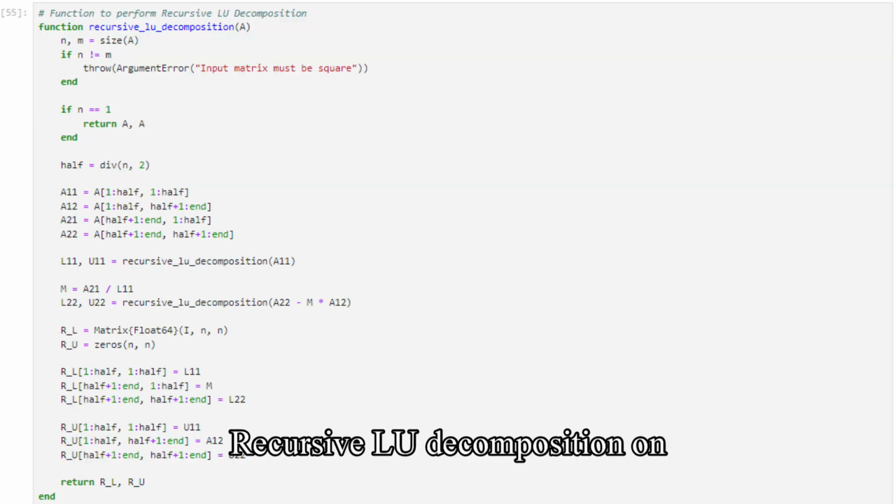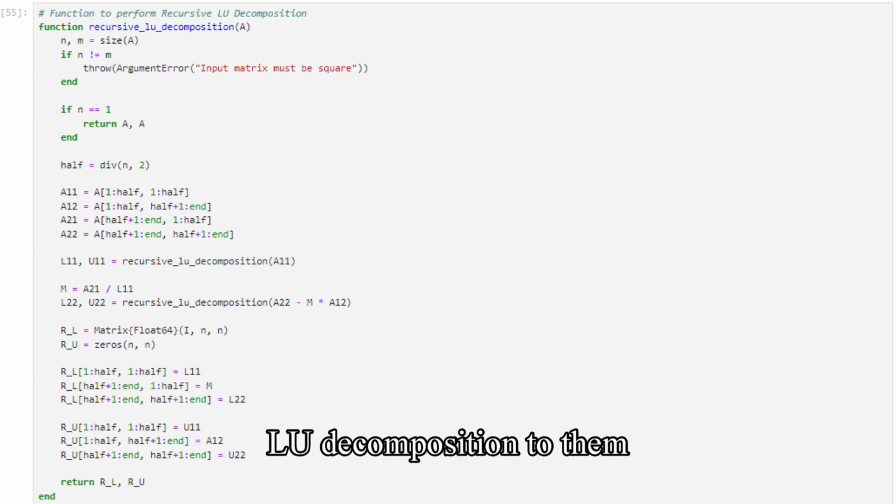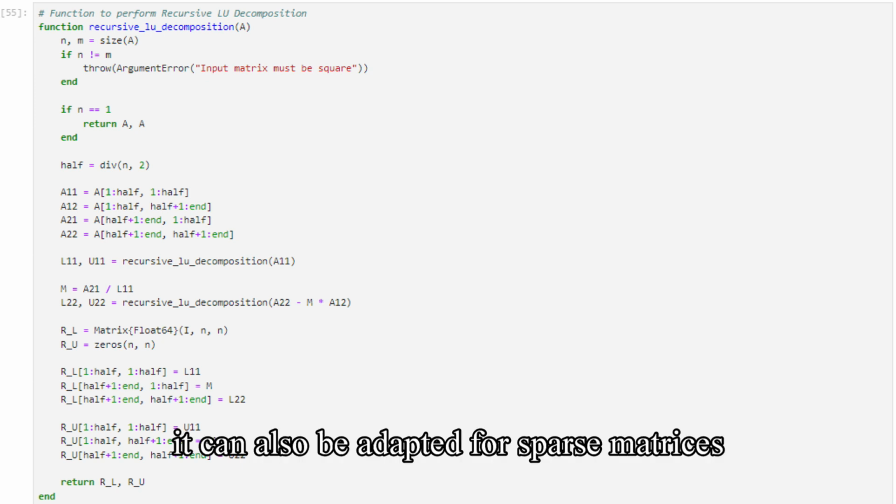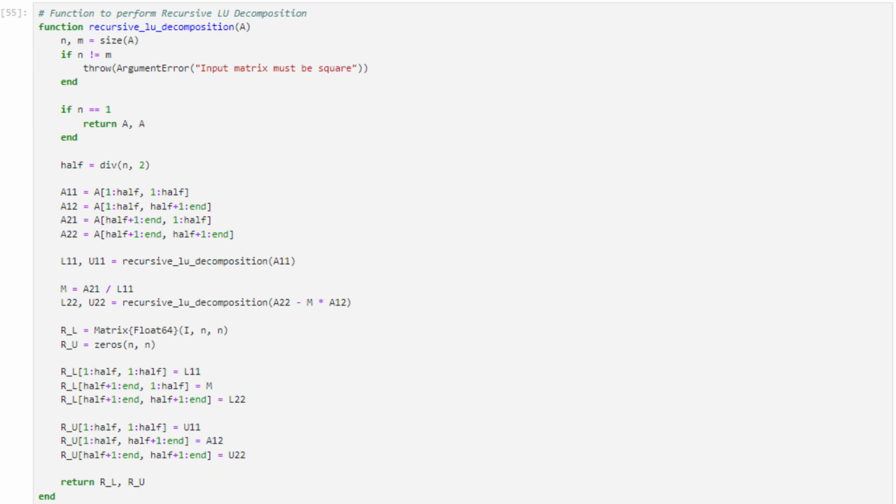Recursive LU decomposition, on the other hand, divides the matrix into smaller submatrices and recursively applies LU decomposition to them, combining the results. It is a divide-and-conquer approach that can be more efficient for larger matrices by taking advantage of parallelism and reducing fill-in. It can also be adapted for sparse matrices, making it more memory efficient.